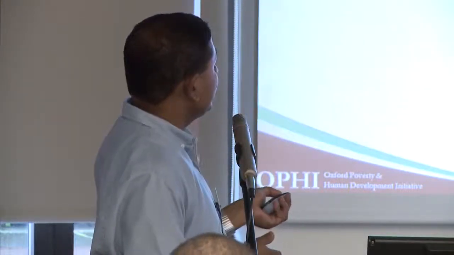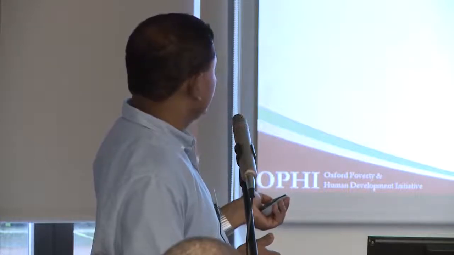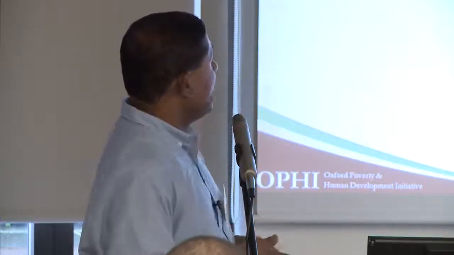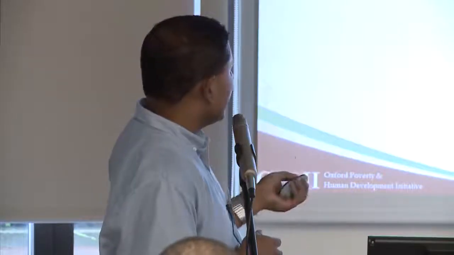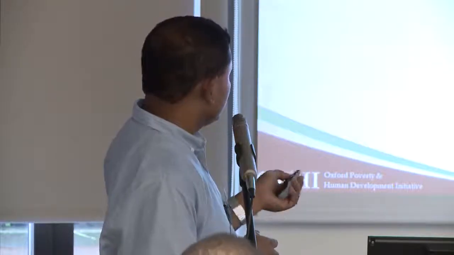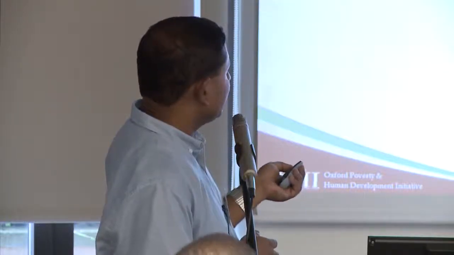Now the second step is aggregation. Of course, jumping around. How poor is the society? The concept is the same as the single dimensional case. Based on the identification criterion, this step constructs an index based on the achievement matrix and the set of deprivation cutoffs, and so you construct a poverty measure. That's the idea.